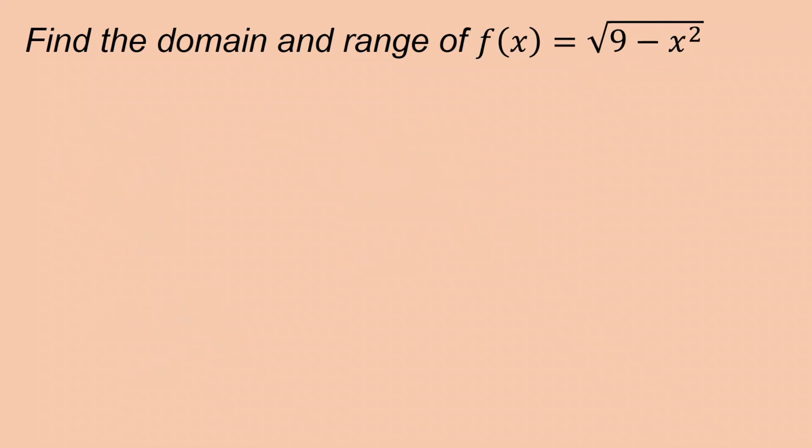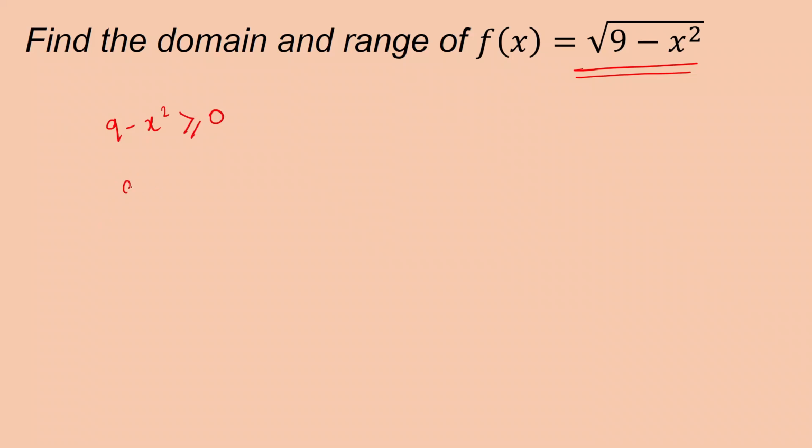Okay, one more question. The domain and range of root over 9 minus x squared. Okay, so we know that inside the root we cannot have a negative number. So for the domain we need 9 minus x squared to be greater than or equal to 0, right? We do not want it to be negative, so this is actually the domain. We straight away find out those values for which the function is defined.